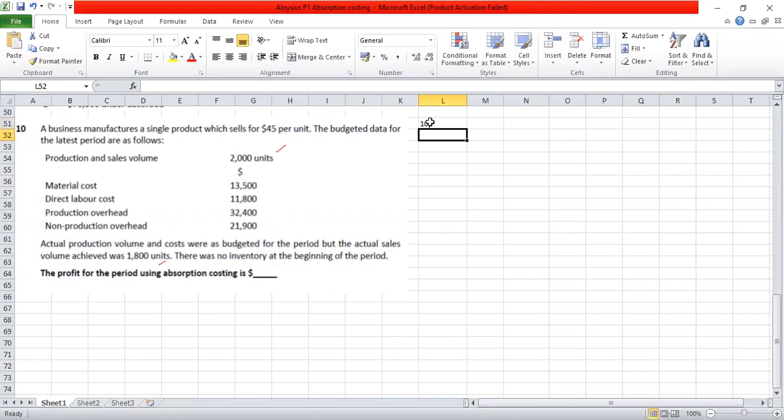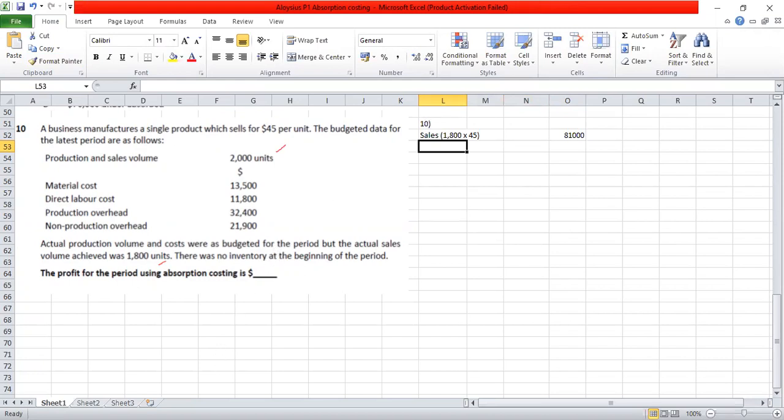We are asked to find out what is the profit as per the absorption costing. How do we calculate what is profit? Sales. Sales is how many units are sold. They sold only 1800 units. Each unit is sold at a rate of 45. That's the first line. Just check that. The first line talks about the selling price per unit. So 1800 into 45 gives us sales value. From this, if we deduct what is cost of goods sold, we get what is profit.